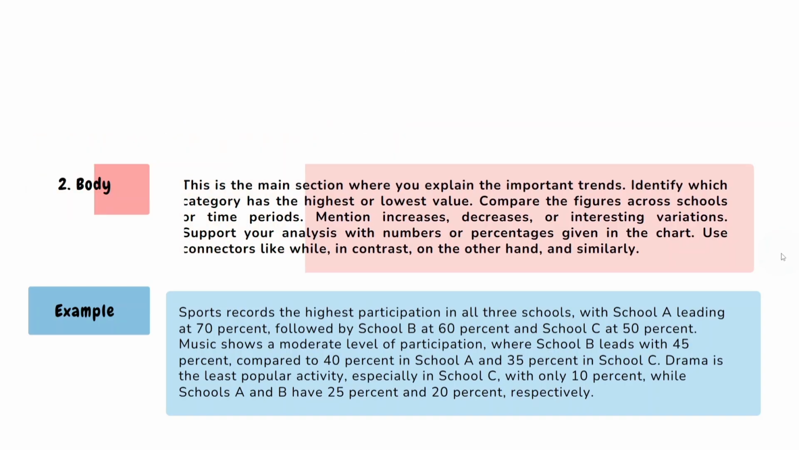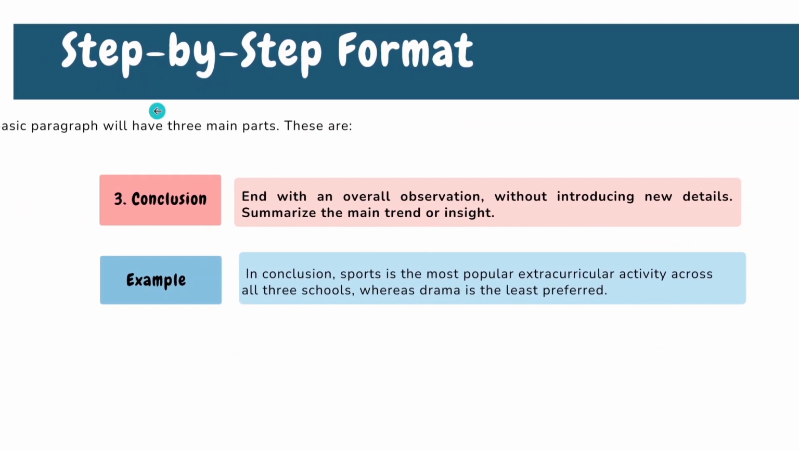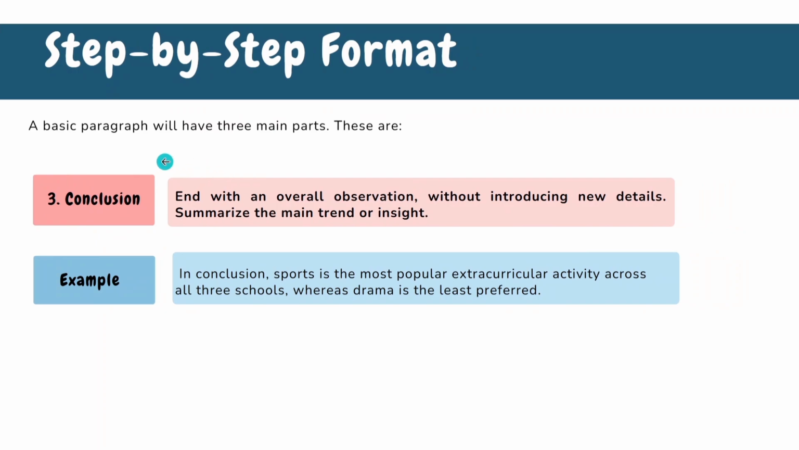And the last step is the conclusion part, and here you just give one single sentence and maximum two. So end with an overall observation without introducing any new detail, and summarize the main trend or insight. As of now, you got the meaning of the word trend. So, in conclusion, sports is the most popular extracurricular activity across all three schools, whereas drama is the least preferred. So, what have you given here? You have given the highest preferred activity and the least preferred activity. That is all. Okay, one single sentence.